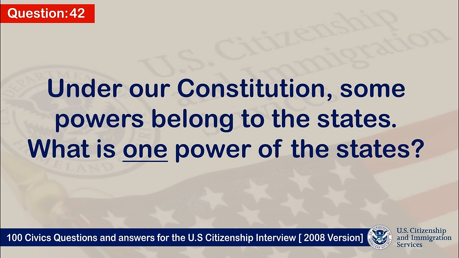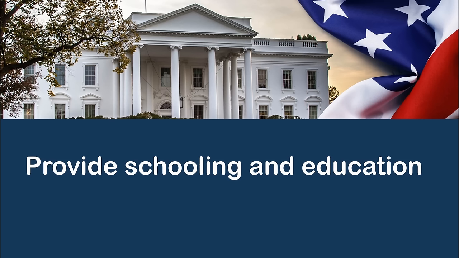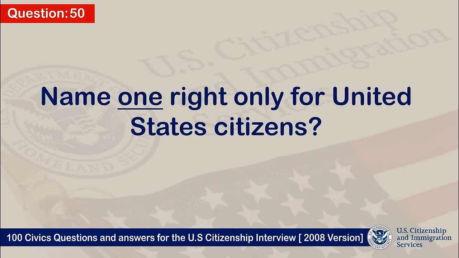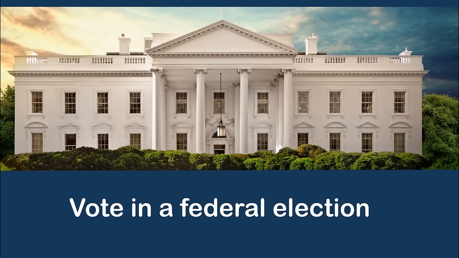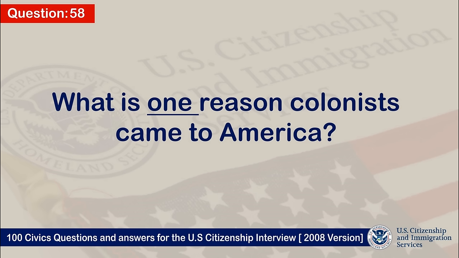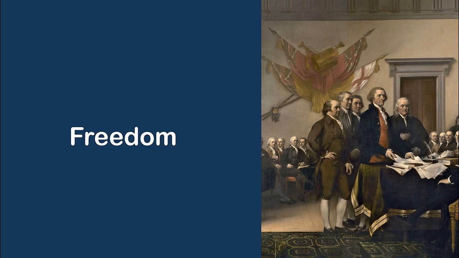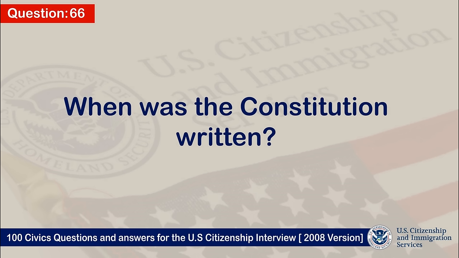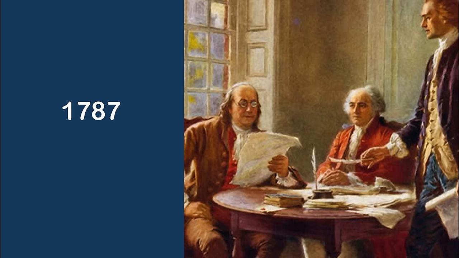Under our Constitution, some powers belong to the states. What is one power of the states? Provide schooling and education. Name one right only for United States citizens. Vote in a federal election. What is one reason colonists came to America? Freedom. When was the Constitution written? 1787.